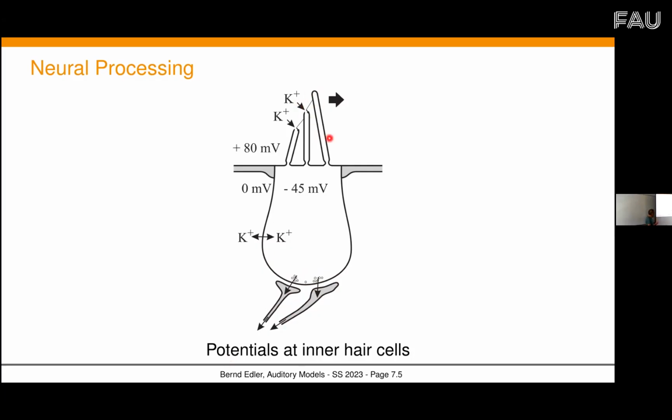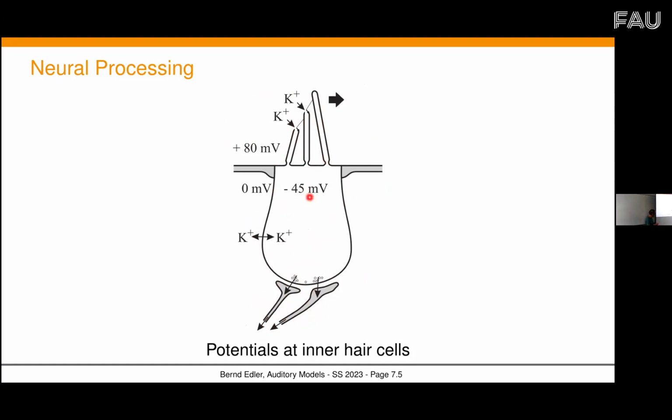If the hairs are moving back and forth, and they move to this one side where the channels are opening, the potential increases from the negative potential towards zero, and then the neurons here would start firing action potentials. That's the name for this kind of pulse-like information, which is then sent to the brain. And once they are closed again, they would stop, and the potential would change.